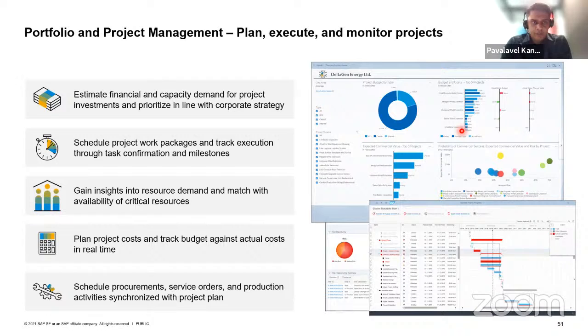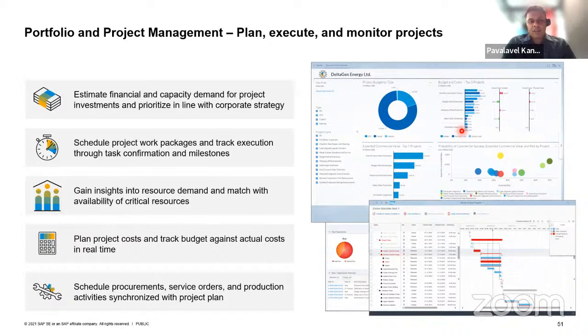So what you can do in portfolio and project management is estimate financial and capacity requirements for projects. That in turn will connect an item to a bucket level, and then to a portfolio level. Each of the individual project executions for your R&D can be collected below a particular portfolio, and you can schedule the timelines for each of the activities and track the execution and completion of the milestones.